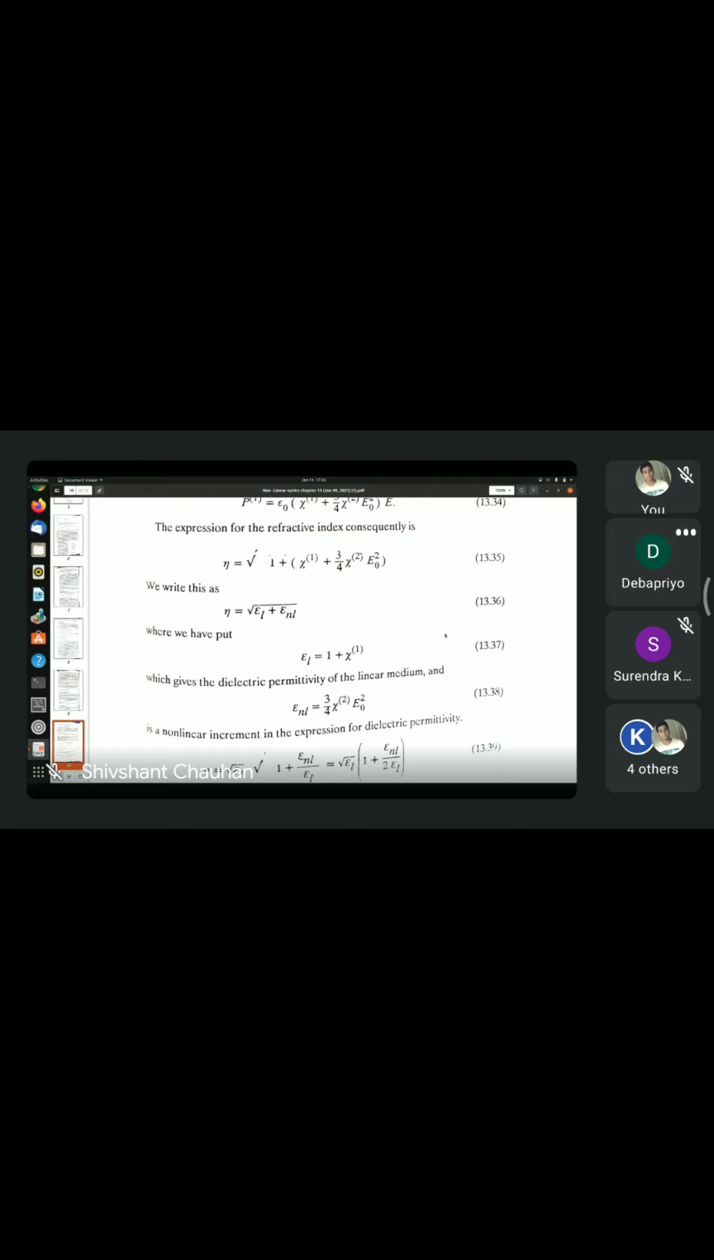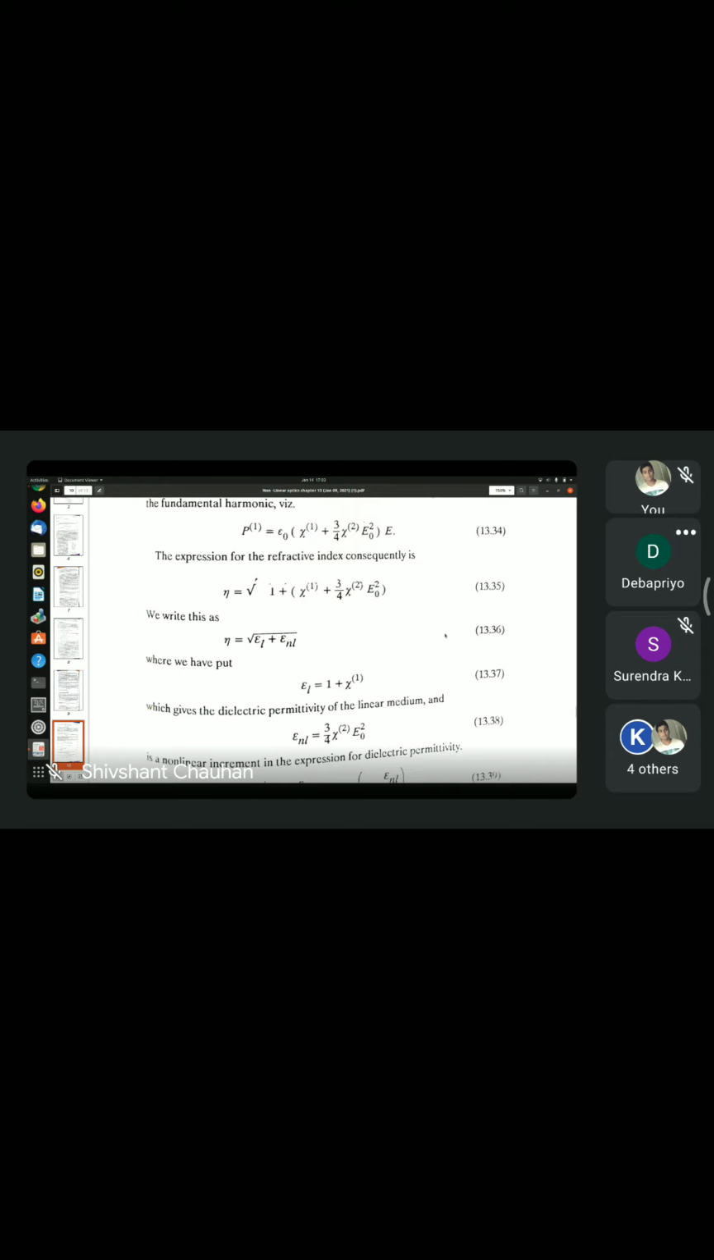So anyway, you have in equation 13.35 square root of 1 plus chi1 plus 3 by 4 chi3 E0 square, and also you can write this as square root of epsilon L plus epsilon NL, so that epsilon L is 1 plus chi1. Remember once again that this is not the permittivity, but permittivity divided by epsilon 0. Similarly, epsilon NL, which is actually epsilon NL by epsilon 0, is equal to 3 by 4 chi 3, not chi 2, into E0 square. Okay, and so this is a nonlinear increment in the expression for dielectric permittivity.